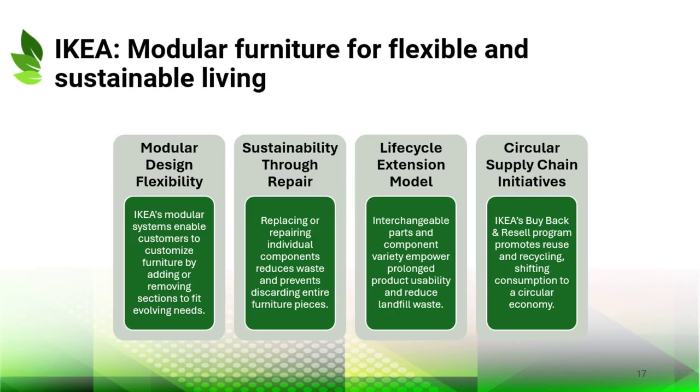IKEA's modular systems, such as PAX wardrobes and Kallax shelving, allow customers to customize furniture by adding or removing sections to fit changing needs. This flexibility means that instead of discarding an entire piece of furniture when circumstances change or a minor issue arises, customers can modify or repair their existing items. Replacing or repairing individual components reduces waste and prevents discarding entire pieces.